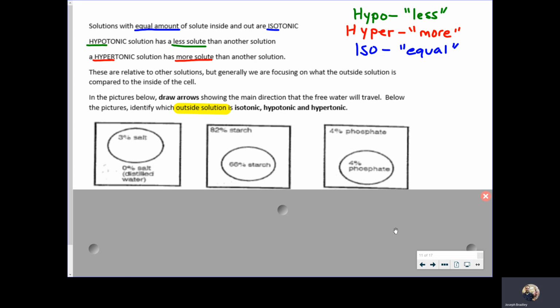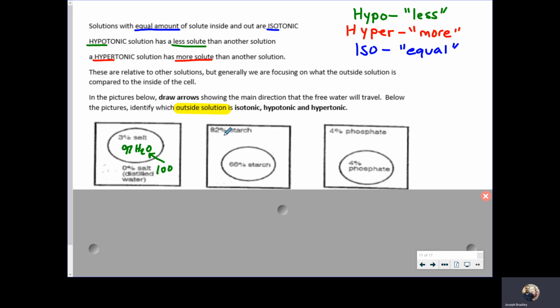Generally we're going to focus on what's outside the cell compared to inside. So on this, I have these different cells here. This is 3% salt, so it's 97% water. This is 0% salt. We call that distilled water. So this is going to be 100. So from high to low, the distribution of water is going to be that way. We would call this solution outside hypotonic because there's less solute, more water.